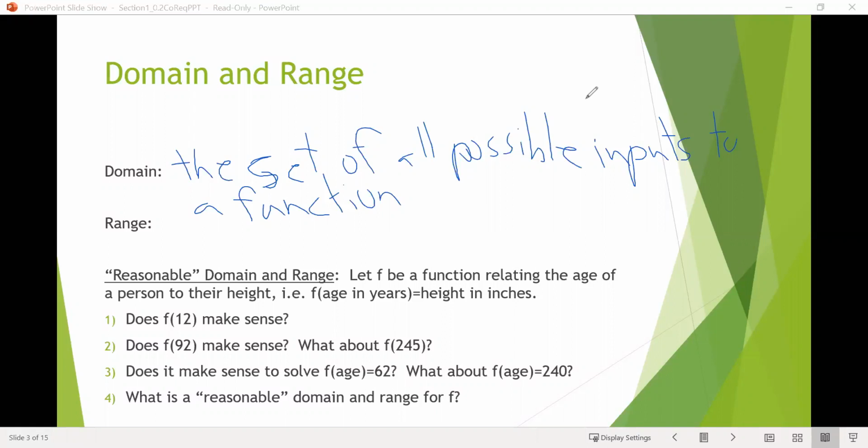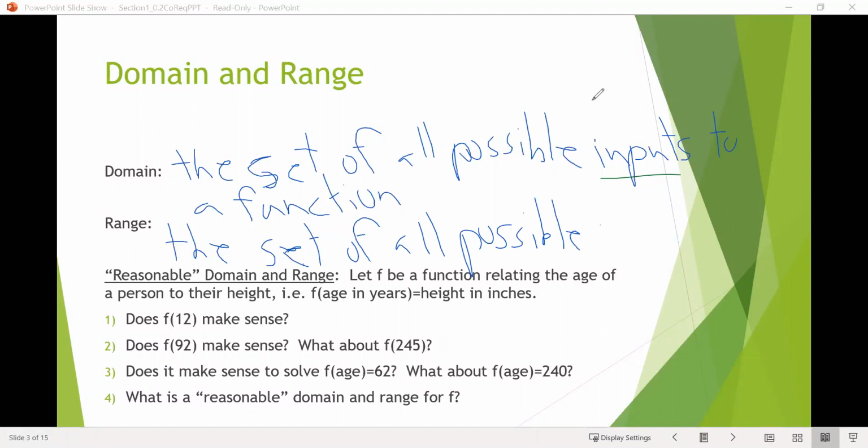So if the domain is a set of all possible inputs, what would you suppose that the range is? Right, it's going to be the set of all possible outputs to a function. All right, so domain is inputs, range is outputs.